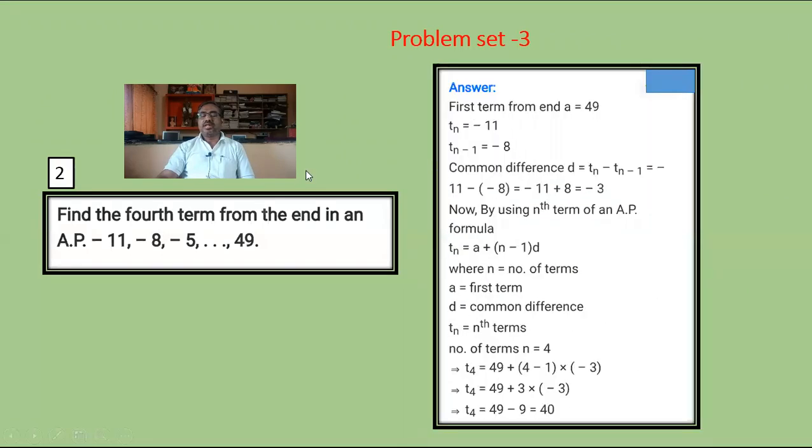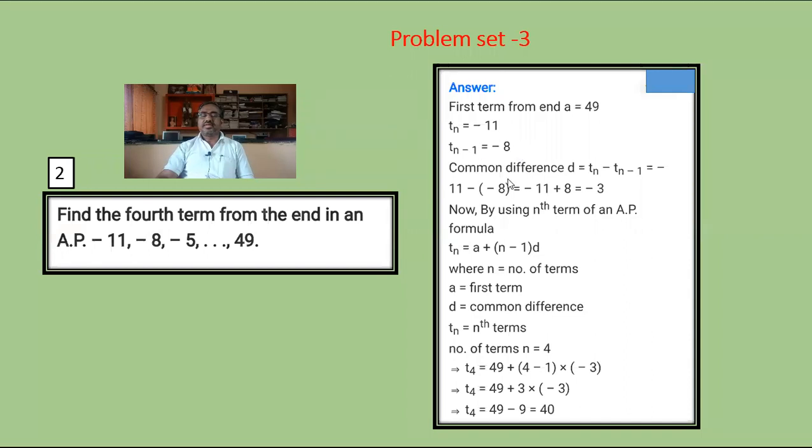Solution. In this arithmetic progression minus 11, minus 8, minus 5, dash dash, 49, the first term is minus 11 and the second term is minus 8. We start from the first, but here we count the terms from the end. 49 is the first term, then the next term, and minus 11 is the last term. Therefore, the first term from the end is 49, the last term is tn equal to minus 11, and tn minus 1 is equal to minus 8.